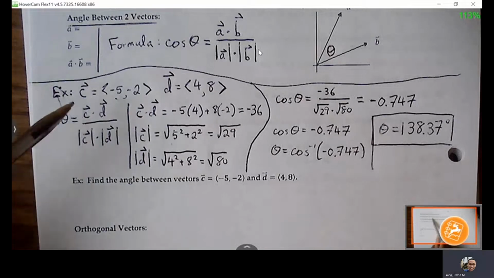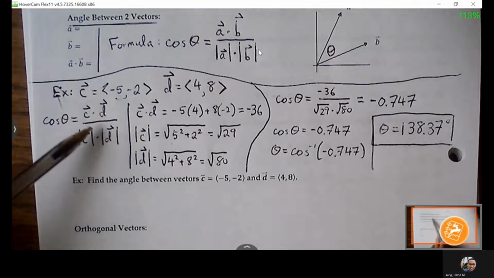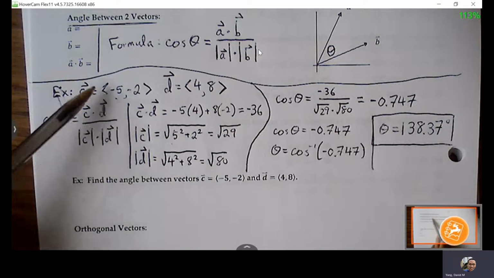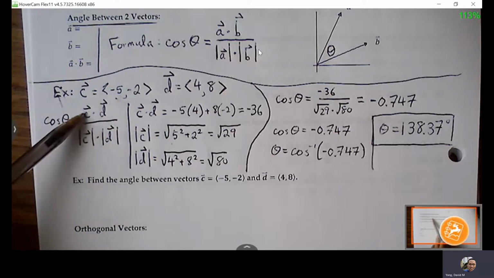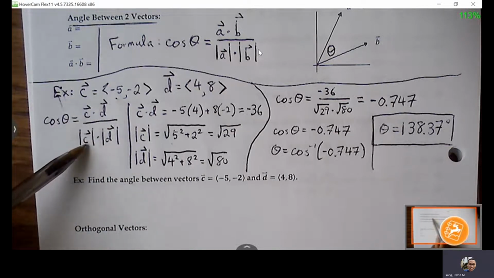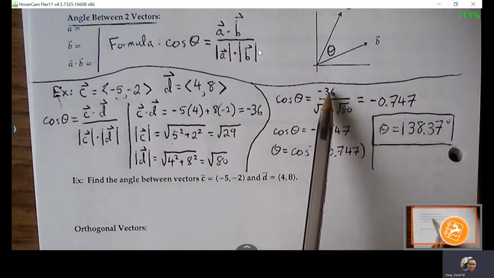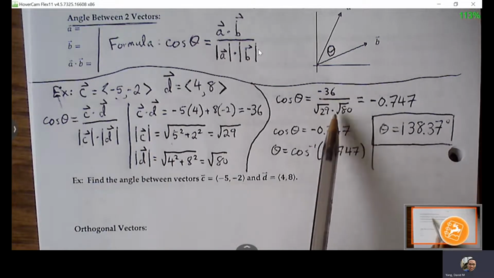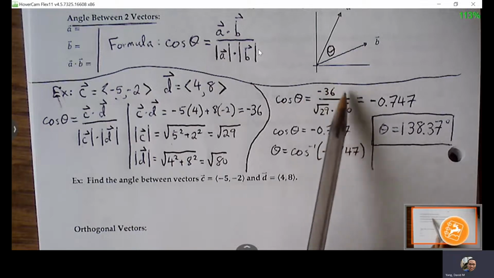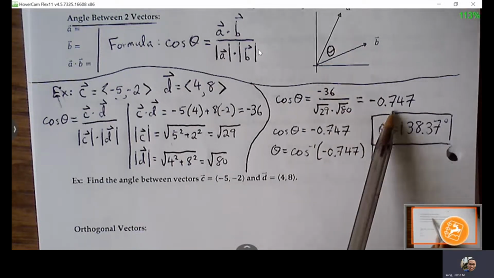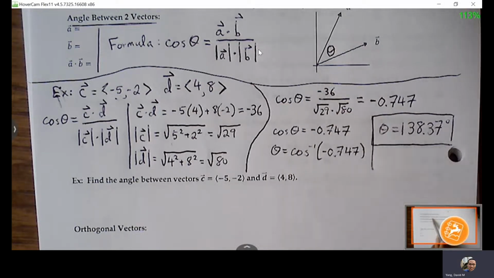So it's a lot of pieces, but you're just taking operations that you've learned and putting it all together on the right side. So the dot product goes up top, magnitude of vector C, and then separately magnitude of vector D, and then multiply those together. So you're going to end up with three numbers that you're going to divide and multiply. So dot product goes above, magnitude goes below. Enter all that into your calculator, get a fractional value, and then do inverse cosine.